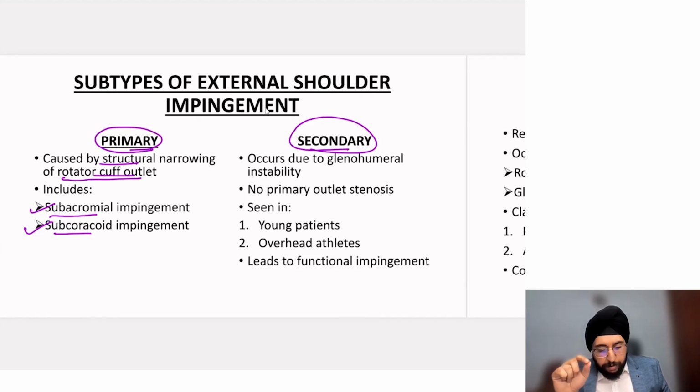In the secondary ones, there is no primary outlet stenosis, meaning there is no structural defect in the structures, but there is glenohumeral instability, which is causing this impingement. It is usually seen in young patients and overhead athletes. There is laxity of the capsule, and because of it the humeral head migrates superiorly, causing reduction in the subacromial space, leading to a functional impingement.